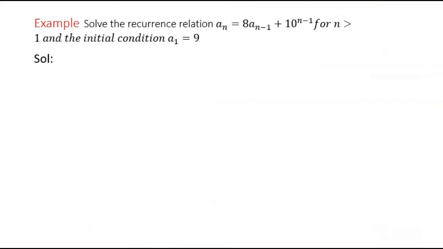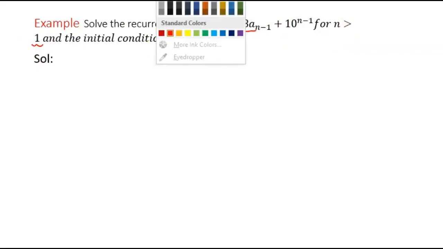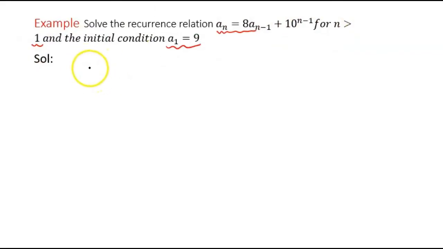Okay, so now let us take this problem here, and in this problem we have a recurrence relation an equal to this for n greater than 1, and they have also given us the initial condition. So how to solve it? The recurrence relation given is an equal to 8an minus 1 plus 10 to the power n minus 1, and this is meant for n greater than 1, right? And a1 is equal to 9.